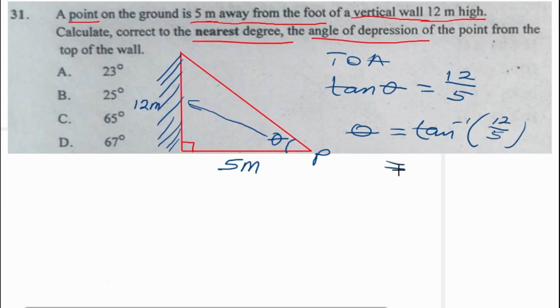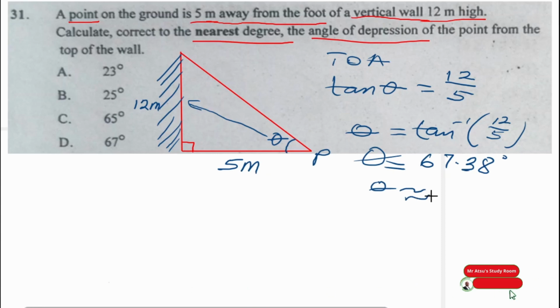And when we solve that with our calculator, we're going to have theta to be approximately 67.38 degrees. But because the question says we should calculate to the nearest degree, theta will finally be approximately 67 degrees. And looking through the options, that is option D.